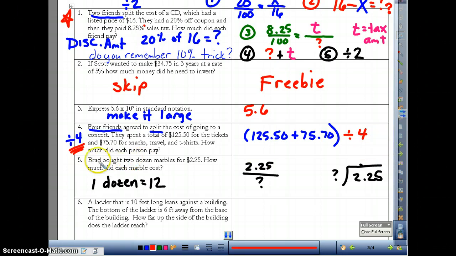Number 5, Brad bought 2 dozen marbles for $2.25. How much did each marble cost? Well, how many are in a dozen? Yeah, there's 12 marbles in a dozen. So how many marbles do I have in 2 dozen? Yeah, this right here is going to be 24. So it's $2.25 for 24 marbles. The cost for each marble, we'll take $2.25 and divide by 24. All right.